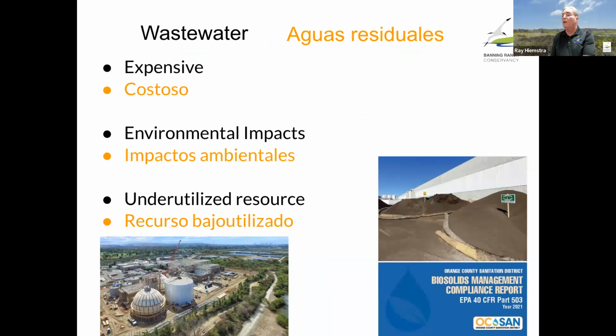Wastewater. So this is another really big issue. Number one, it's really expensive. We all know, I mean, come on, we make waste, so that means we have to do something about it. But these are huge facilities. This one down here is the Irvine Ranch Water District, and these are billion-dollar facilities to treat our wastewater so that it can be released. It needs to be very efficient and do a good job.